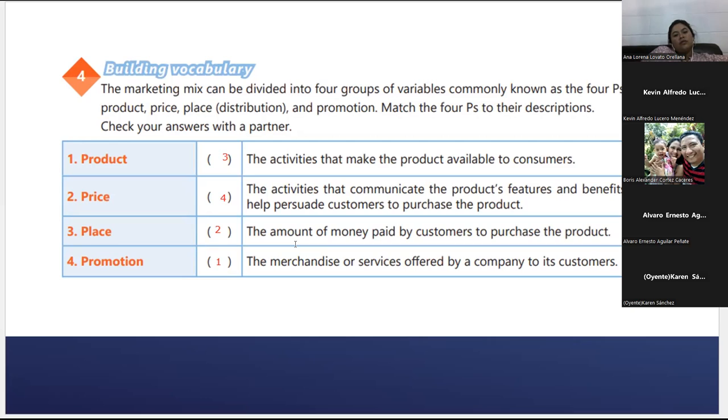Now promotion, Albert, please. The activities that communicate the product's features and benefits that help persuade customers to purchase the product. All right, very good. Now let's refine this word, features. Features. Pero aquí es una che pronunciada, así. Features. Ajá, no shures, sino que chures.